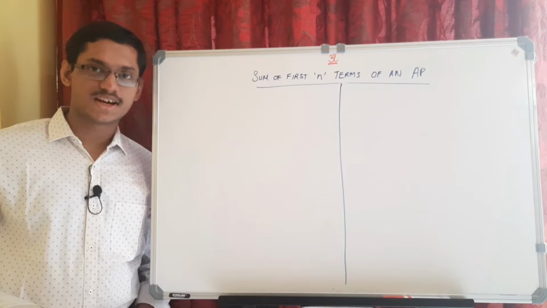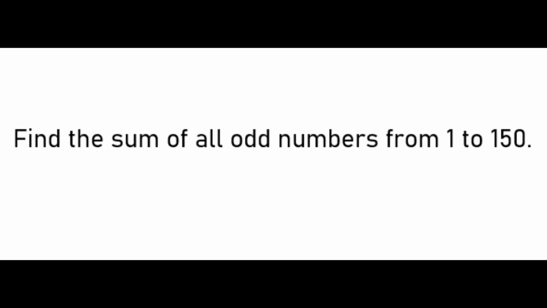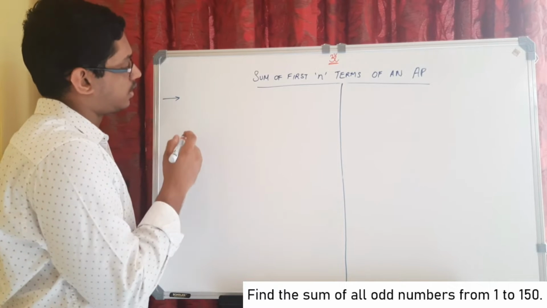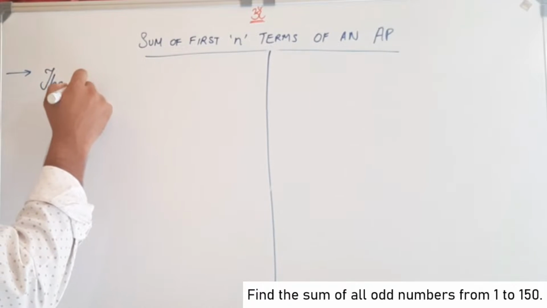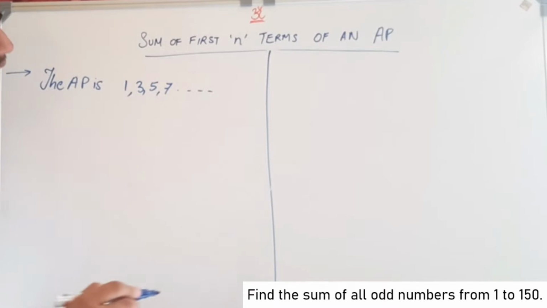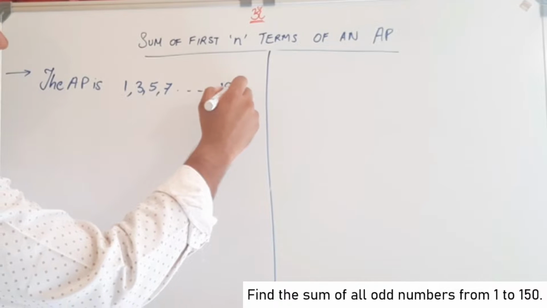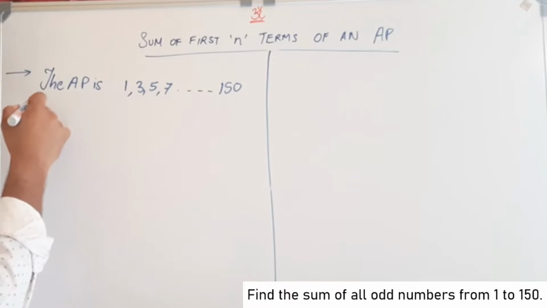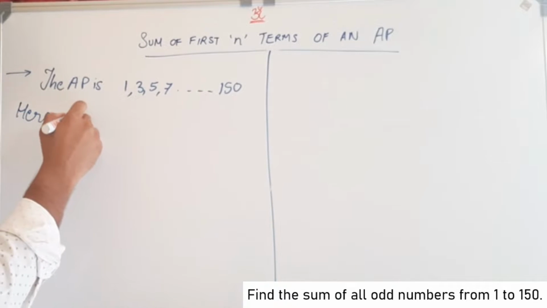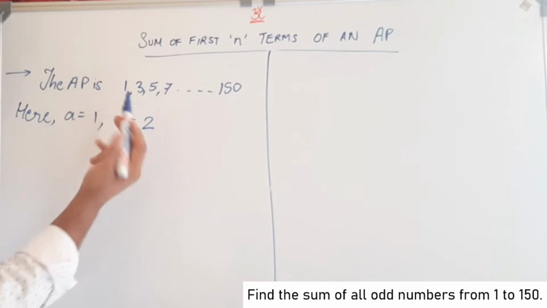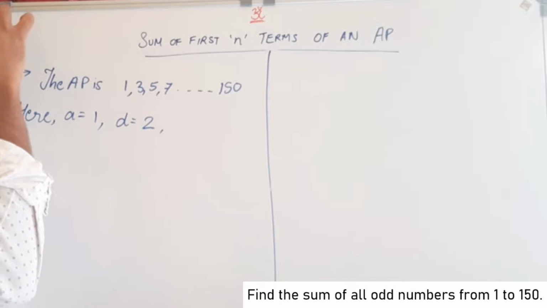Okay, so let's see a question. The question says, find the sum of all odd numbers from 1 to 150. So here, what is the AP formed? The AP is 1, 3, 5, 7, till, what is the last number given? 150. Okay, 150. Now what are the terms we have to write? We have to write A is equal to, what is A? 1. What else can we write? D is equal to 2. We can see it and conclude. A is 1, D is 2.